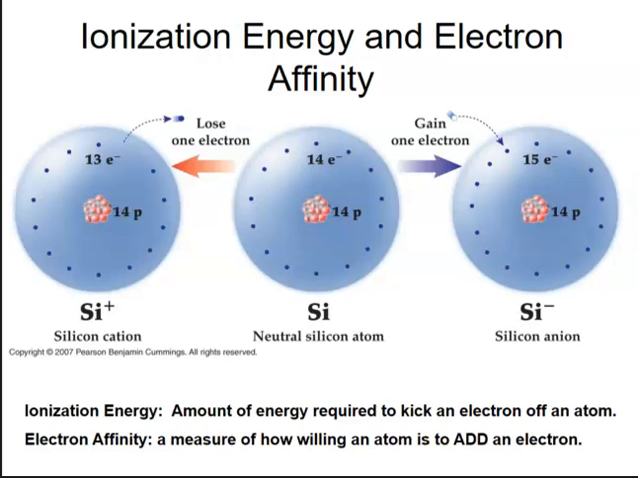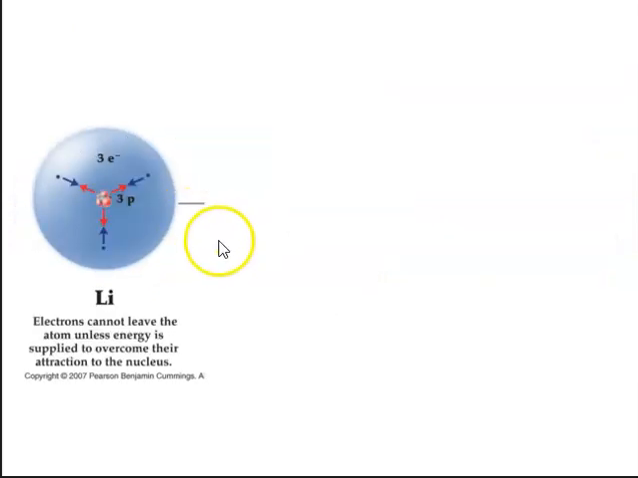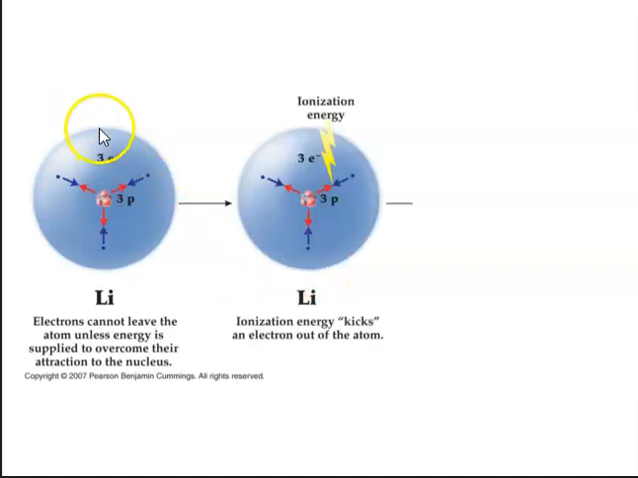So let's first talk about ionization energy. Let's say I have a lithium atom. I need to go in there and put some energy in it. I need to rip off an electron, to take this electron away.